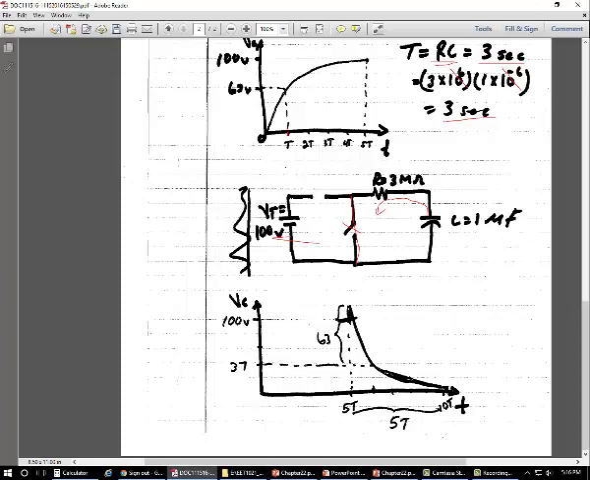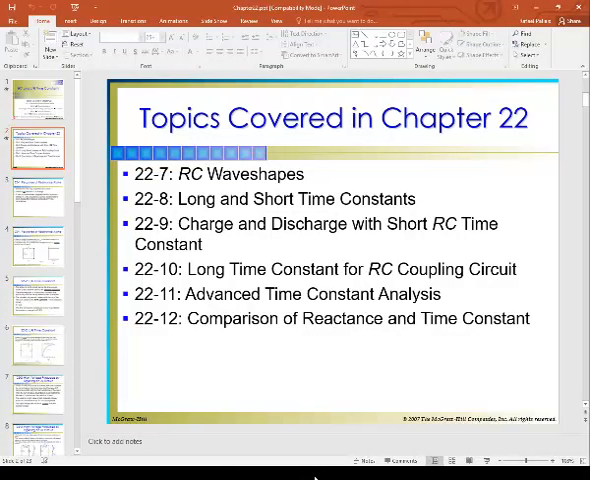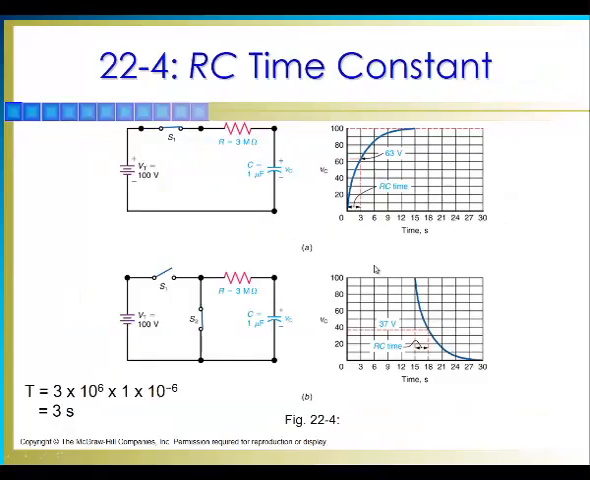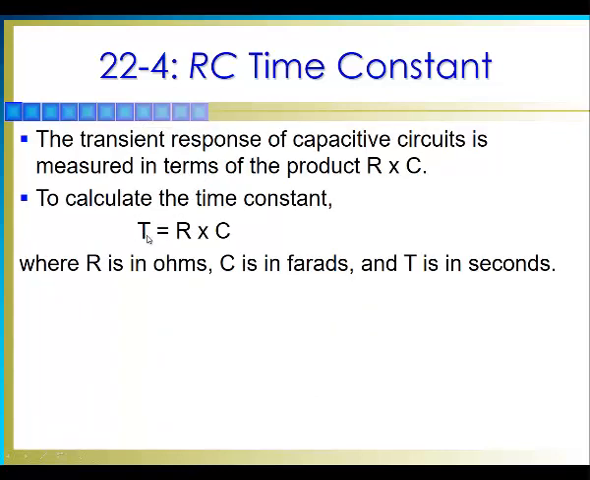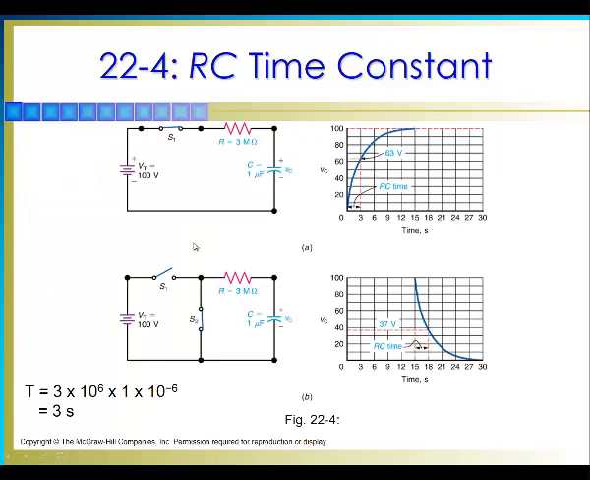So back to the actual lecture. Okay, here it is. The time constant for the capacitive circuit will be calculated with the resistance times the capacitance, and in this example we have a capacitor and a resistor.